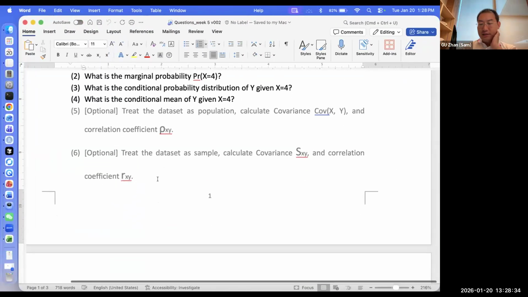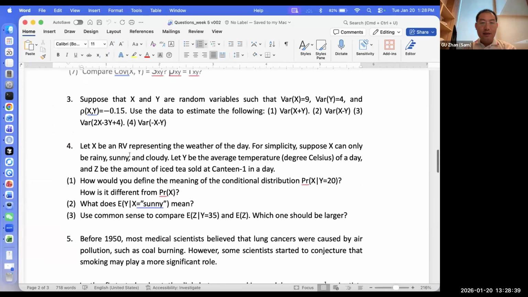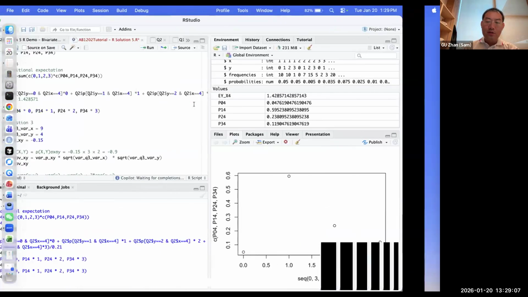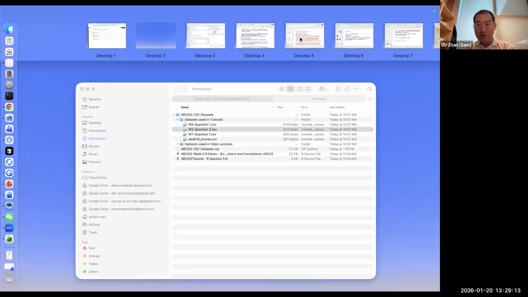Question 3. By the way, 5 and 6 are optional. You can attempt them. And 7. Suppose that x and y are random variables such that variance of x equal to 9, variance of y equal to 4, and rho xy, the linear correlation coefficient of x and y, is minus 0.515. Use the data to estimate the following: the variance of x plus y and the variance of x minus y. So recall this is where we need to use the few formulas shown here.